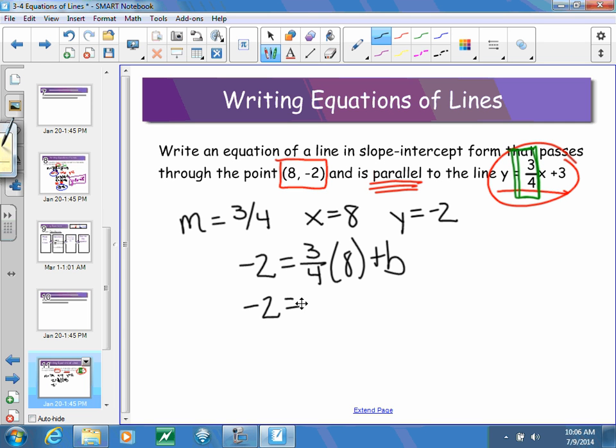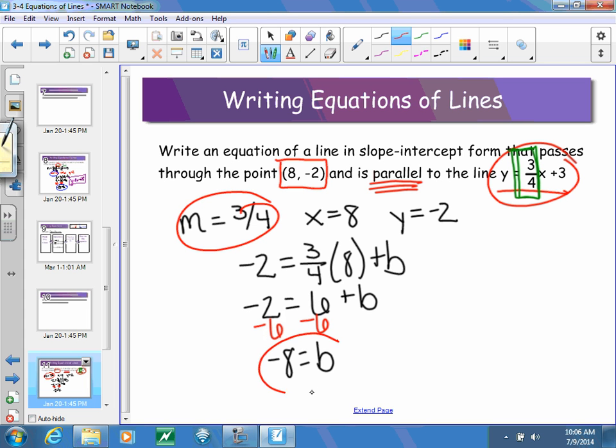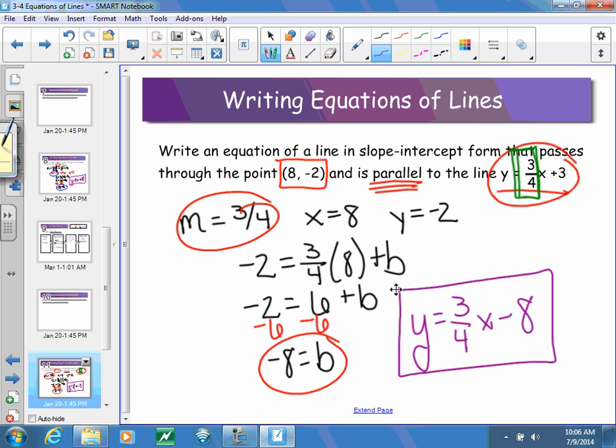So if we take 3/4 times 8, that ends up giving us 6. And then I'm going to subtract 6 from both sides. And negative 8 is equal to b. So with our slope and our y-intercept, now our equation: y is equal to 3/4 x minus 8. And there we are.